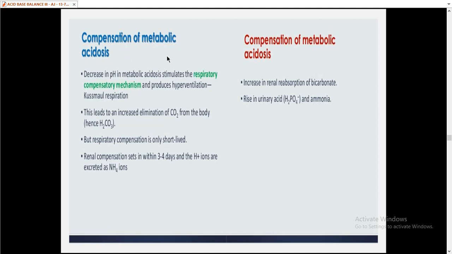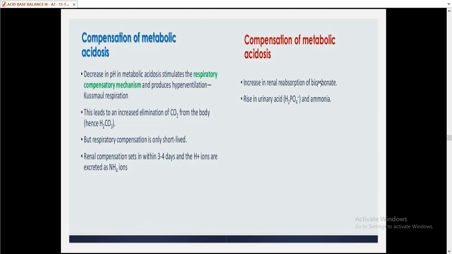Compensation of metabolic acidosis. Whenever there is a decrease in pH in metabolic acidosis, it stimulates the respiratory compensatory mechanism, thus producing hyperventilation and Kussmaul respiration. This leads to increased elimination of carbon dioxide from the body, hence the carbonic acid is removed in the form of carbon dioxide. Respiratory compensation is only short lived, while renal compensation sets in within 3 to 4 days, and hydrogen ions are excreted in the form of ammonium ions.